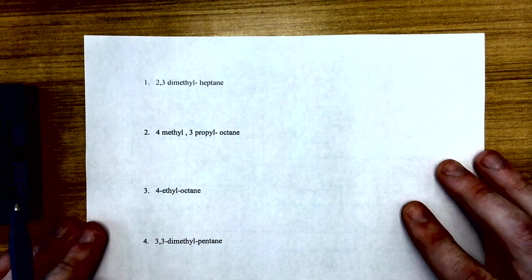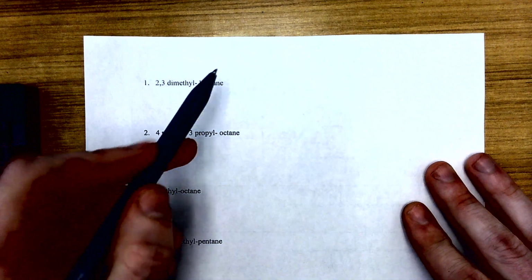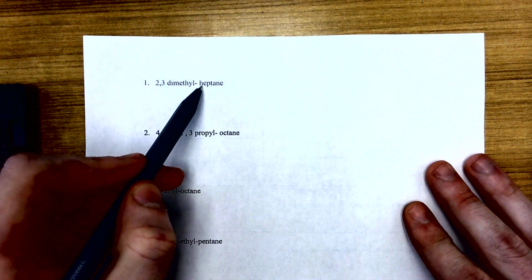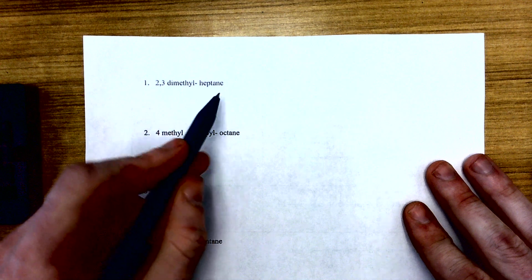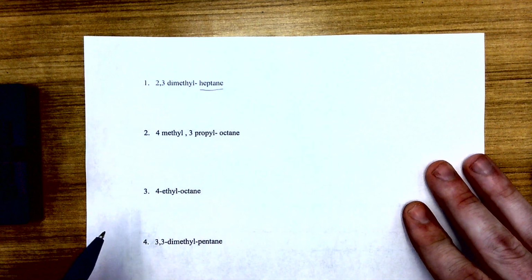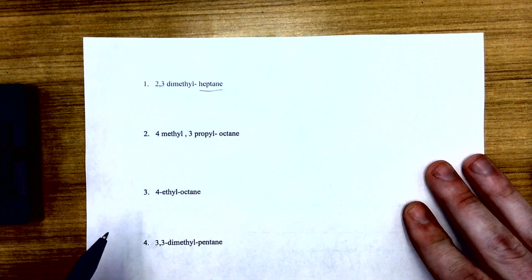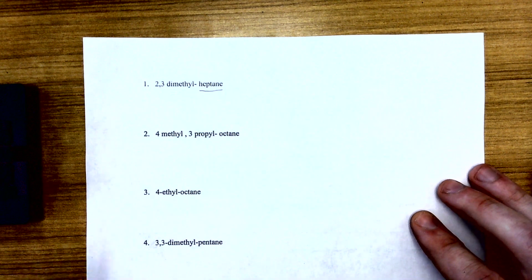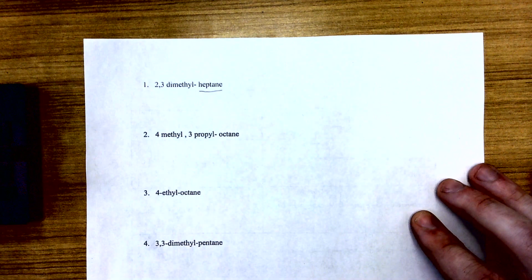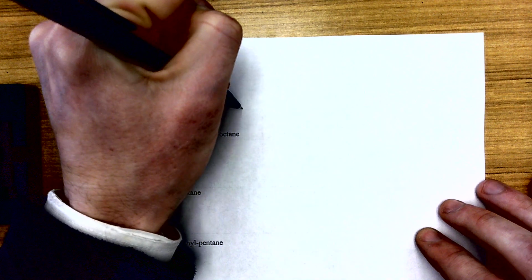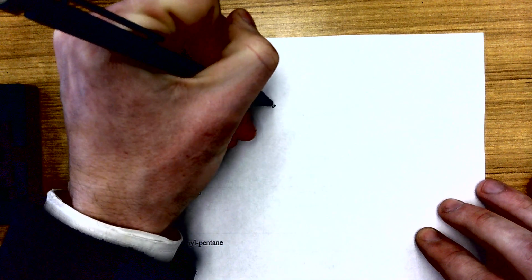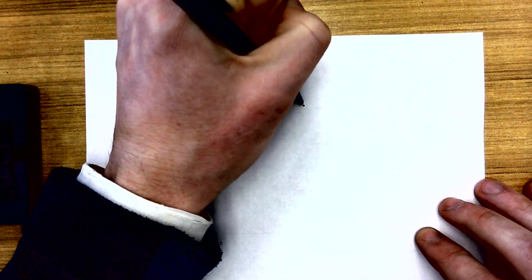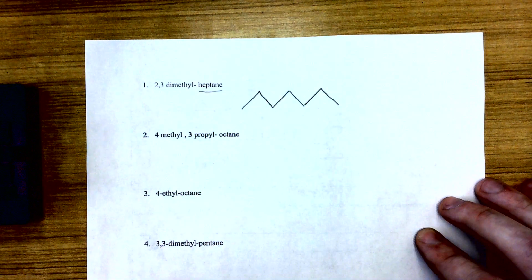When you encounter a name, the first thing you should do is go to the very end, because the end tells you the backbone. And this backbone is hept, which is 7 carbons long. So let's make a backbone 7 carbons long. Remember, ends and corners or angles are carbons. So 1, 2, 3, 4, 5, 6, 7. There's the backbone. It's 7 long.